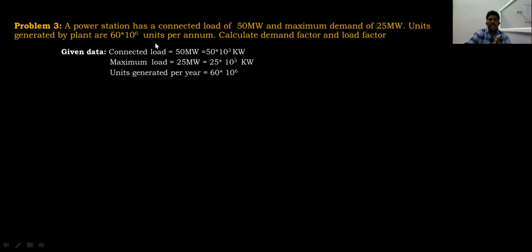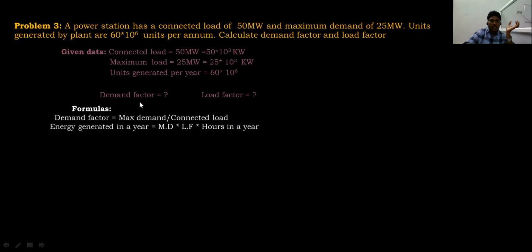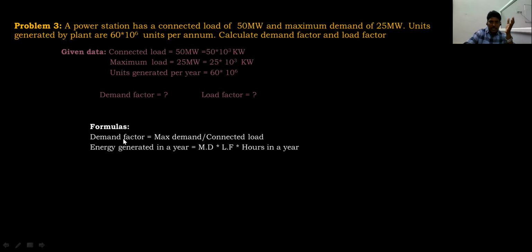A power station has a connected load of 50 megawatts and a maximum demand of 25 megawatts. Units generated by the plant are 6 into 10 power 6 units per annum. Annum means year. Calculate the demand factor and load factor. Here the connected load is given as 50 megawatts, as well as the maximum demand, 25 megawatts. The number of units generated in a year is also given. Demand factor is equal to maximum demand divided by connected load. We know the formula.